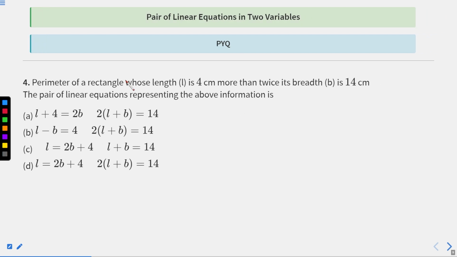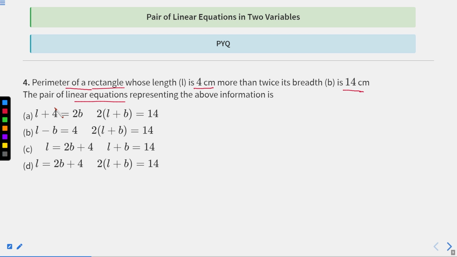In the next question, we have the perimeter of a rectangle whose length L is 4 centimeter more than twice its breadth B is 14 centimeter. The pair of linear equations representing the above information is what? Here we have been given 4 options. Among these 4 options, which option will be correct? That we'll have to find.